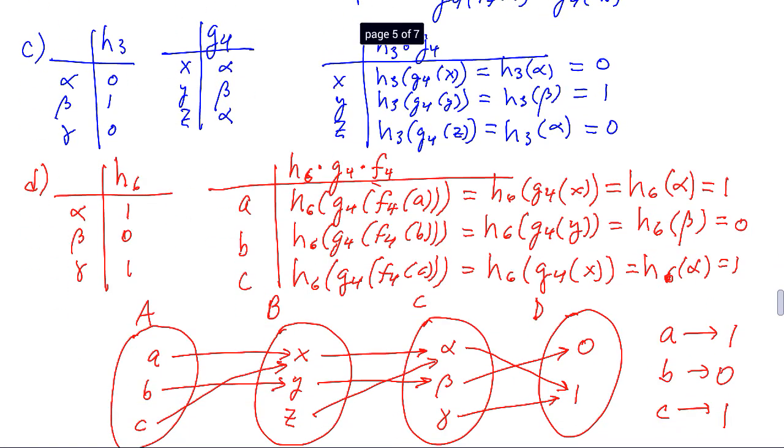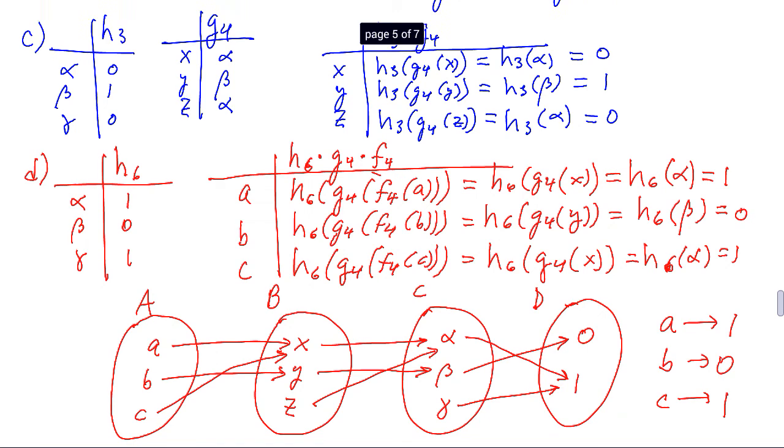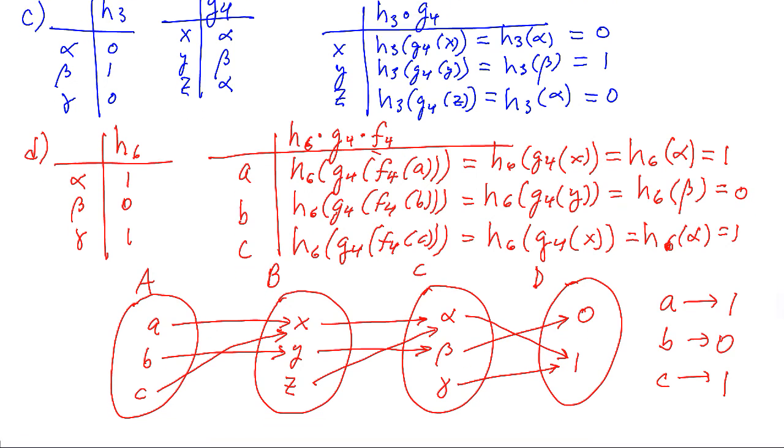Okay, so here's an illustration of that function composition of all three. A is the set A, B, and C. B has X, Y, and Z in it. C has alpha, beta, gamma in it, and D has 0, 1 in it. And I've sketched out here the functions F4. The function from B to C is G4, and the function from C to D is H6 in this case.